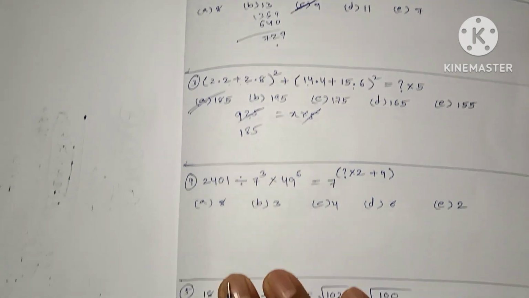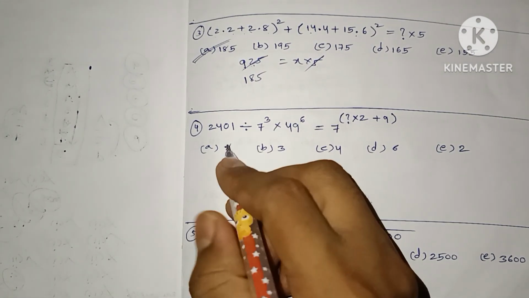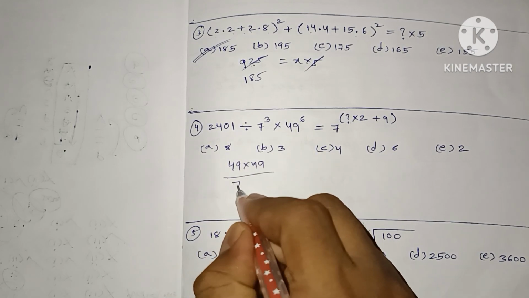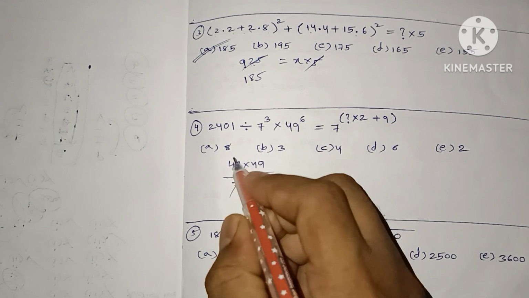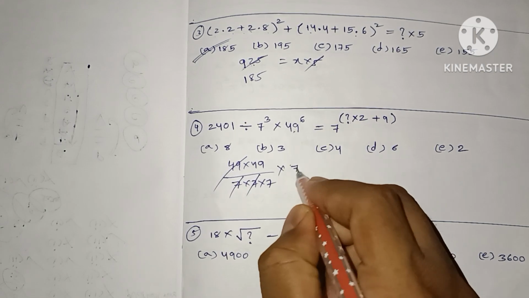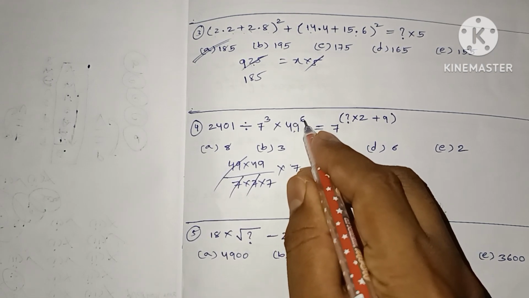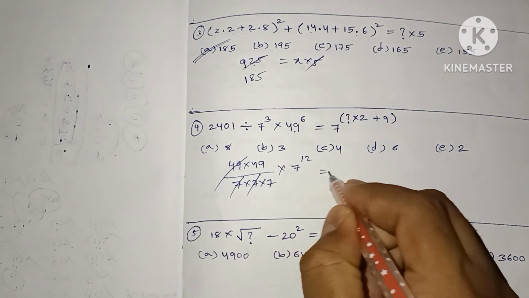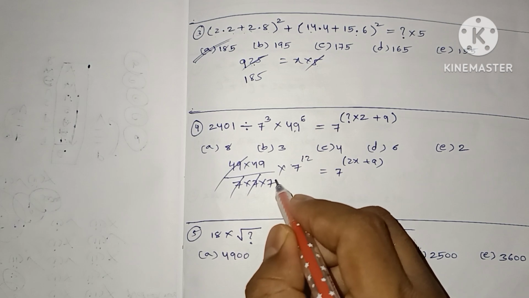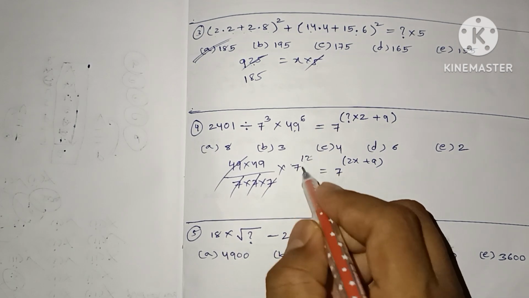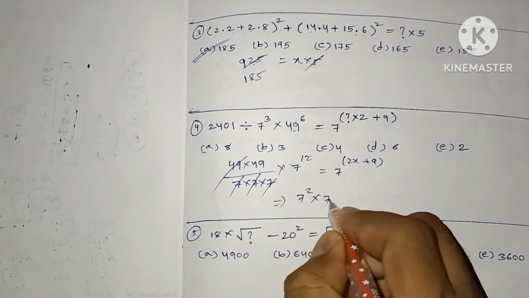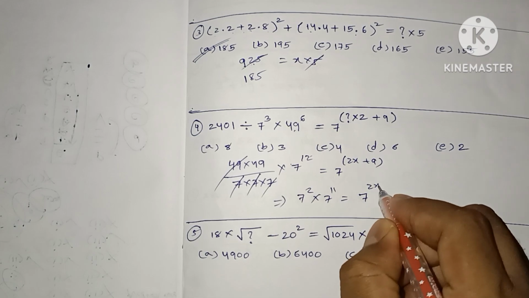Next, fourth question. Here we have 2401. 2401 is nothing but 49 into 49 divided by 7 cube, 7 into 7 into 7. So 7 and 7, 49 cancels. Here we have 49 power 6 means 7 square whole power 6. 2 times 6 is 12, equals 7 power 2x plus 9. Here this 7 and 7 cancels. So we are left with 49, which is 7 square into 7 power 11 equals 7 power 2x plus 9.